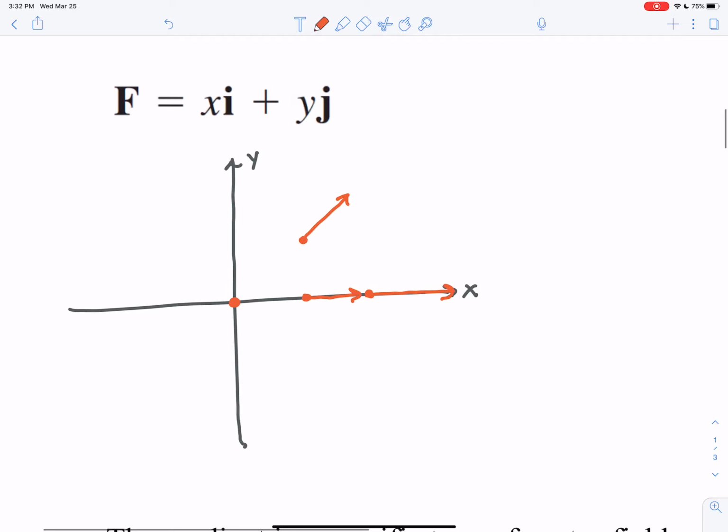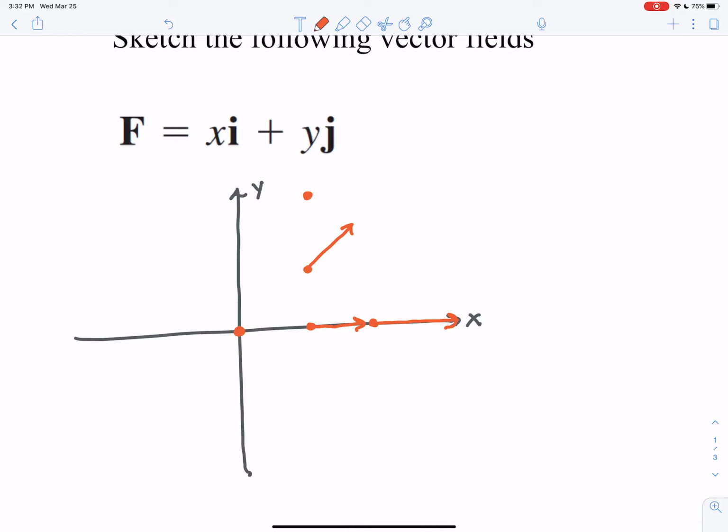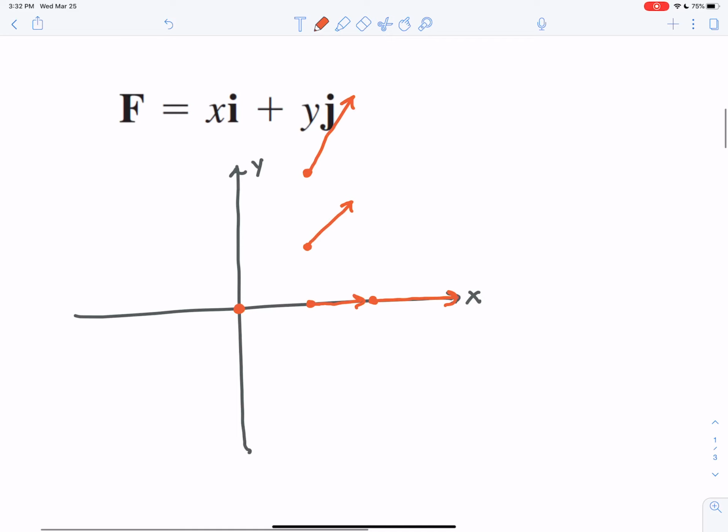How about we try 1, 2? So let's try this point up here. So here's 1, 2. That would be 1 in the i and 2 in the j. So that's actually something that looks like that. And we can try on the y-axis as well. So the point 0, 1 would give us 0i plus 1j. So something that looks like that. So here's that vector. And then similarly, this one is going to be twice the length.